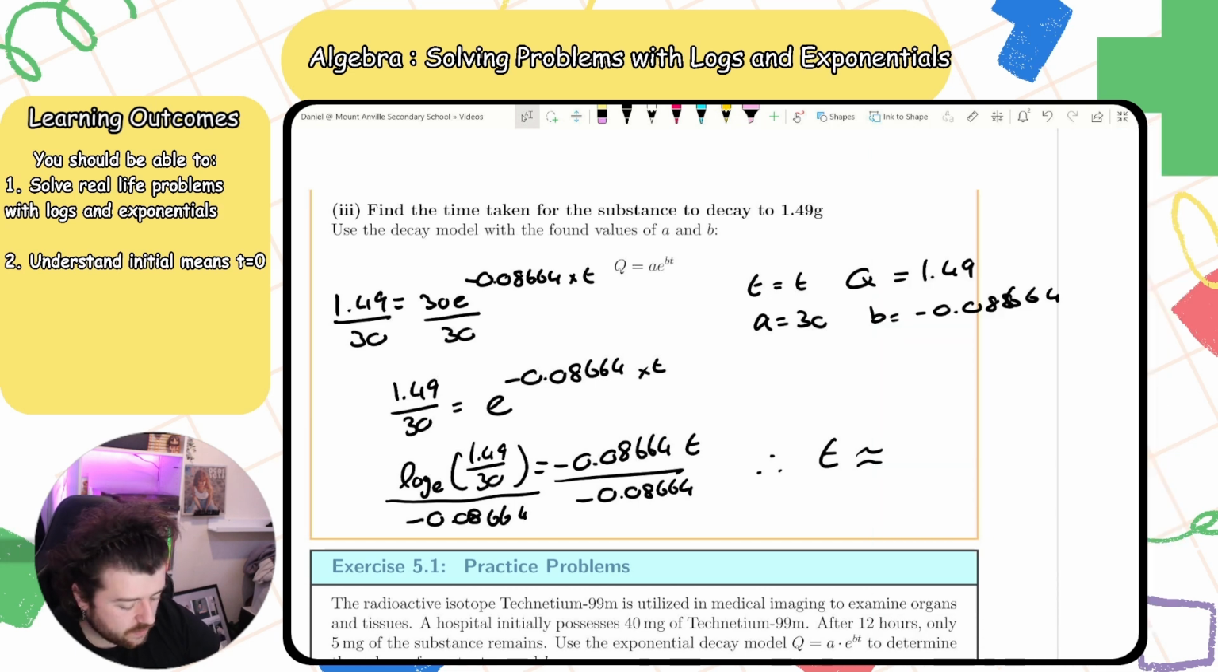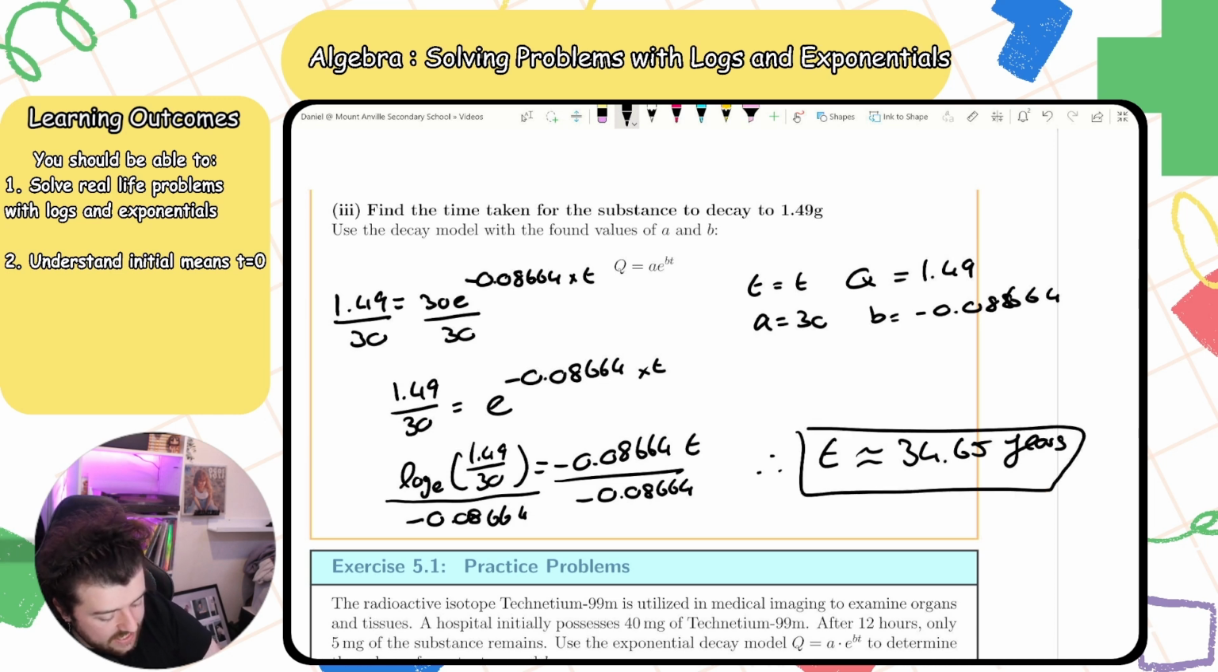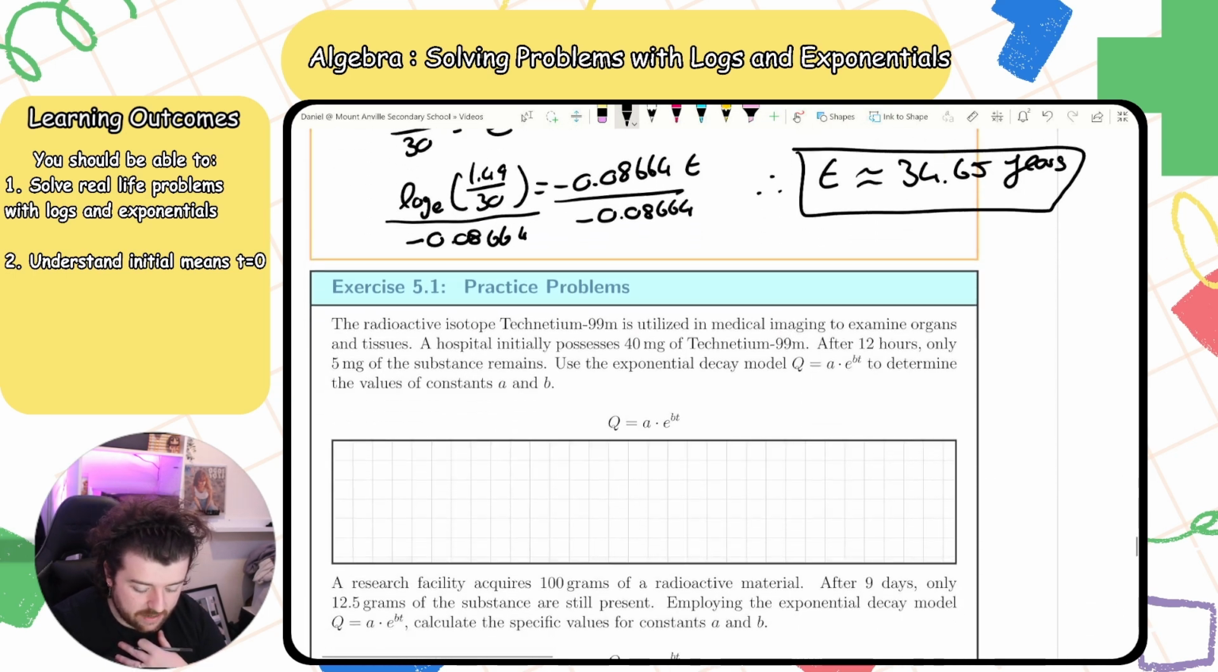Usually questions would specify if you're rounding to the nearest year, etc. Right, let's look at some more examples now.